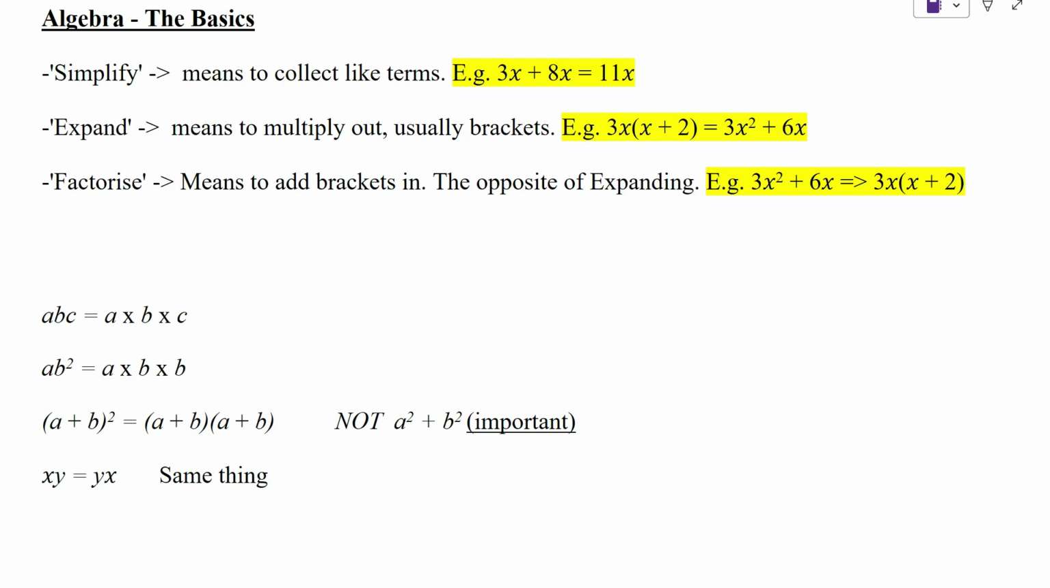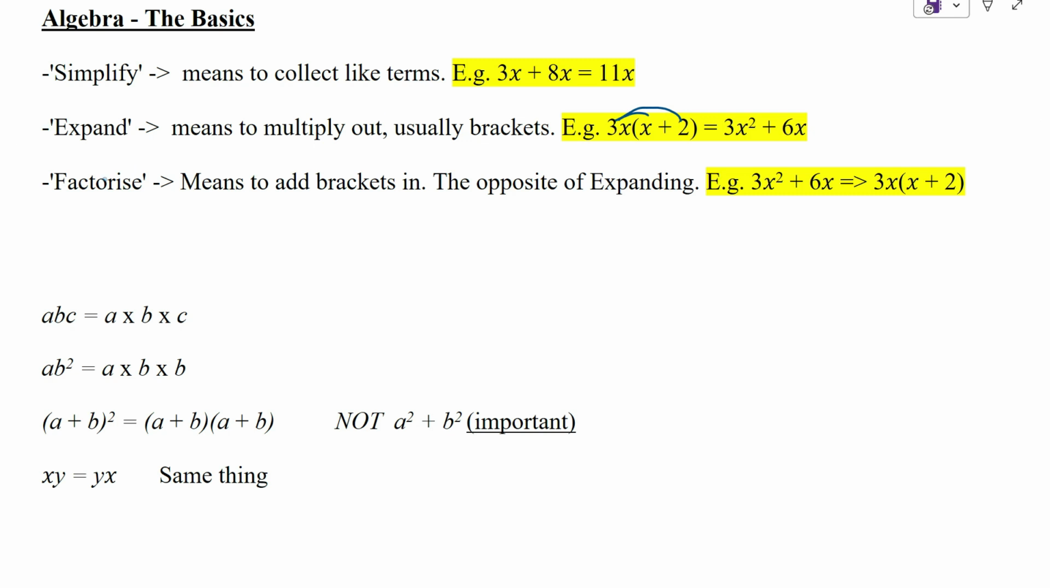So there are a few terms which we need to familiarize ourselves with. Starting off, simplify just means to collect like terms. So if we had 3x plus 8x, we simplify this to give us 11x. To expand simply means just to multiply out, usually brackets. So if we had this equation here, 3x brackets x plus 2 brackets, we simply just multiply out, which gives us 3x squared plus 6x.